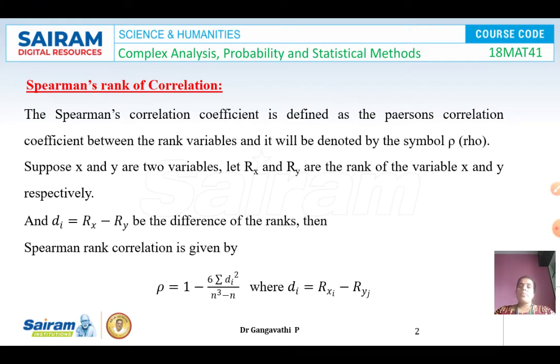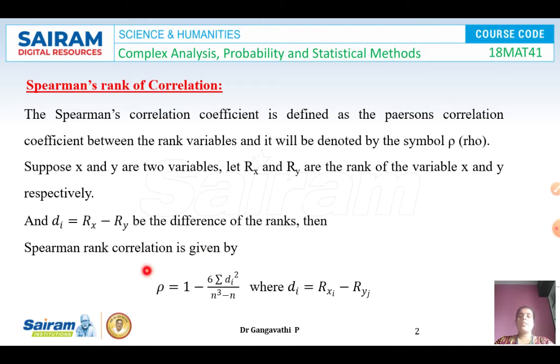There is a mathematician who invented the formula for it, so we call that Spearman's rank correlation. Spearman rank correlation is defined as the Pearson's correlation coefficient between the rank variables, and it is denoted by the symbol rho. If x and y are the two variables, rx and ry are the ranks of the variables x and y respectively. di is the difference between the ranks.